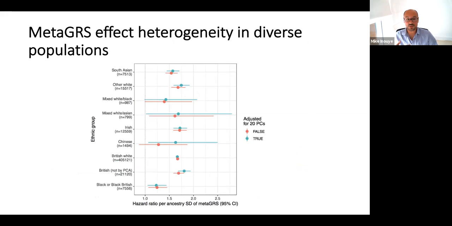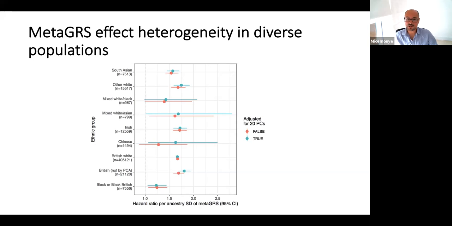there is variation in terms of the effects of polygenic score, and that's still the case with this coronary artery disease meta-GRS. So if you look on this plot of the hazard ratio per ancestry standard deviation of the polygenic score, you see that British whites and other white self-report, well, this is the PC determined ethnic group, you basically get what you'd expect, so 1.7 or so. But you start seeing an attenuation of the effect size as you go further and further away from the European ancestries that dominate the underlying GWASs, right?